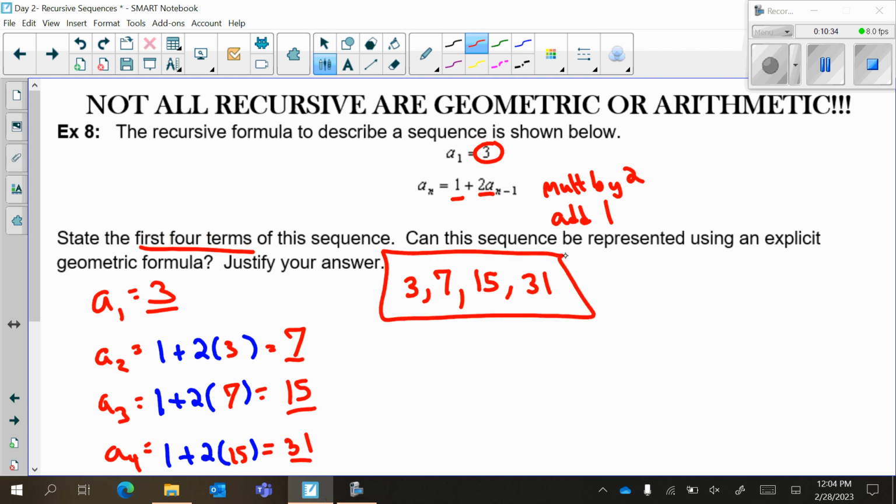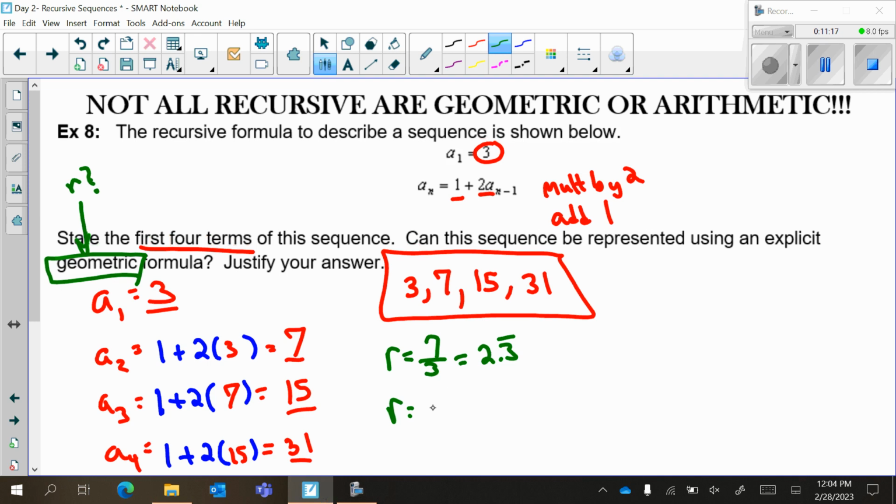The next one is asking us, can the sequence be represented using an explicit formula? An explicit geometric formula. That means, is there a common ratio? Does a common ratio exist? Now, in order to find R, you do the next divided by the previous. So R is 7 divided by 3. If you were to do that, 7 divided by 3 in the calculator is exactly 2.3 repeating.